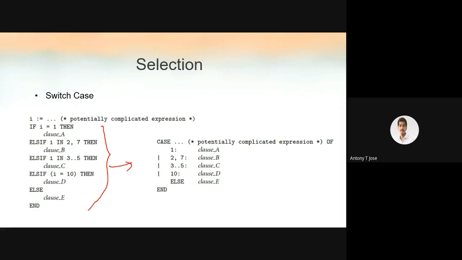If all these are false, that is else, close E. So this is an equivalency of this if-then statement and case statement. The equivalent case statement of the if-then statement is like this: Case 1, close A; 2 comma 7, close B; 3 to 5, close C; 10, close D; else, close E. Clear? So this is an example. Now we will see how it is getting evaluated.